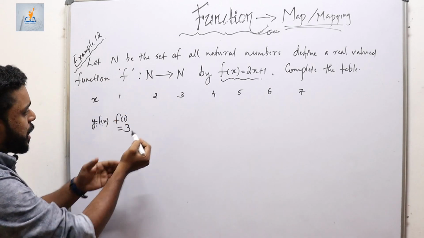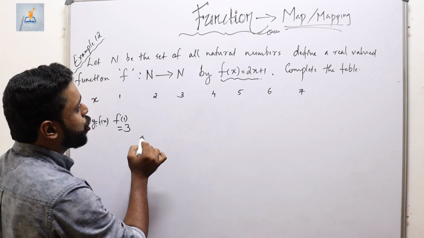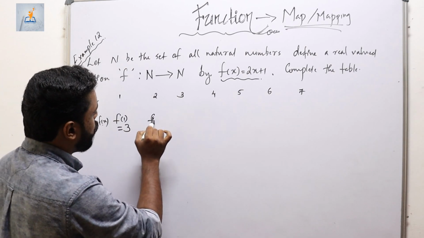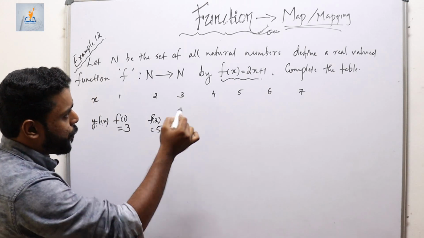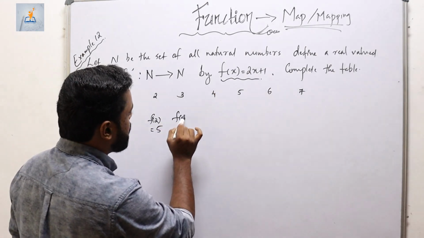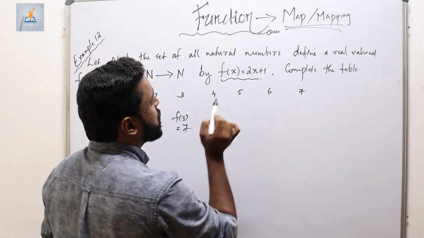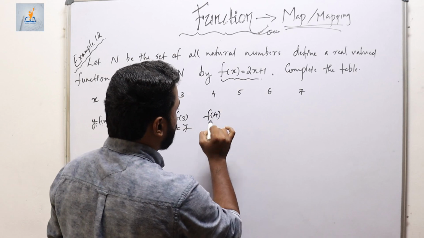Now whenever we substitute x is equal to 2 here, what is the value of f of x? 2 into 2, 4, 4 plus 1, 5. So f of 2 is equal to 5. f of 3 is equal to 2 into 3, 6. 6 plus 1, 7. So f of 3 is equal to 7. f of 4 is equal to 2 into 4, 8. 8 plus 1, 9. So f of 4 is equal to 9.